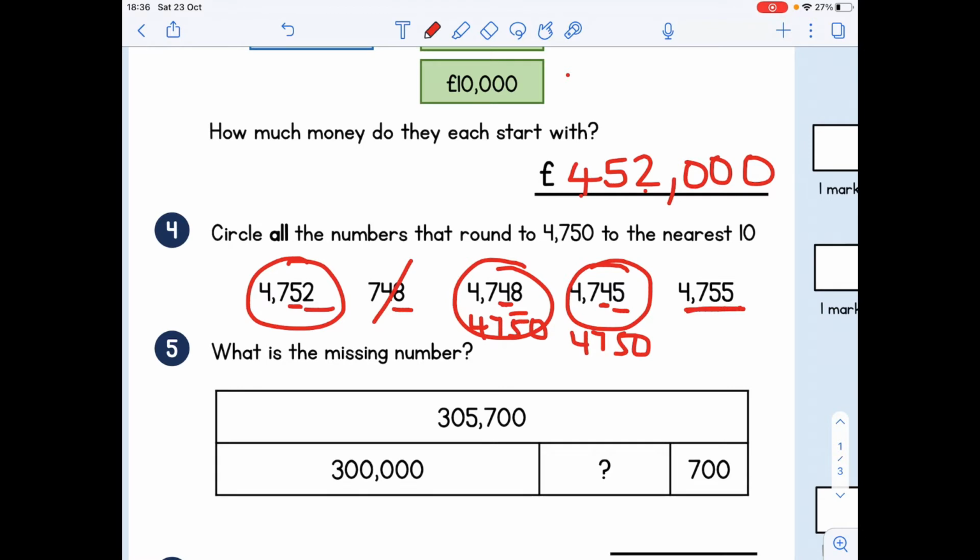We're not going to circle the last one because, again, if we look at the ones column, it's 5 or more, which means we're going to round up the tens column, and so that's going to round up to 4,760, and we don't want that.